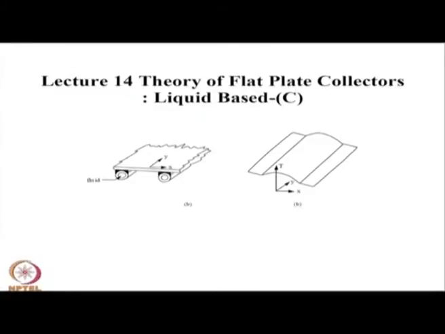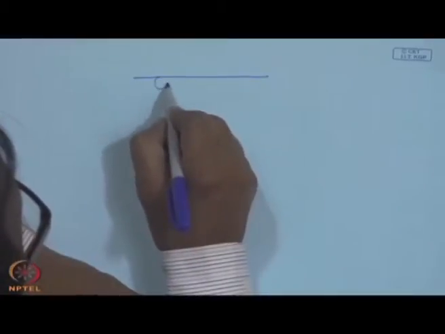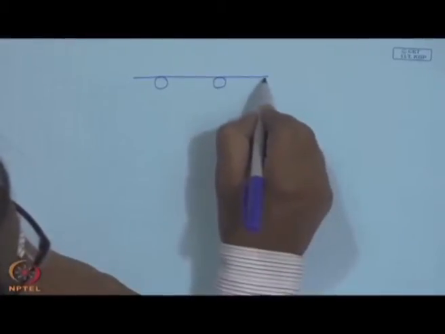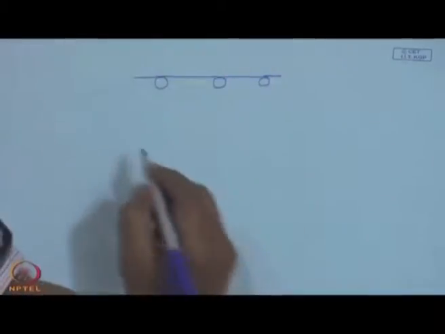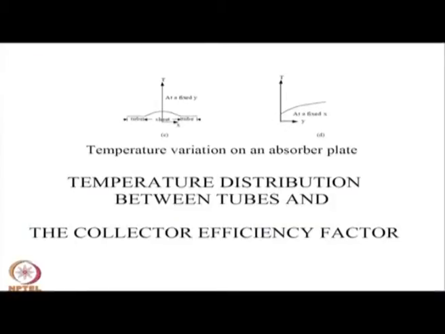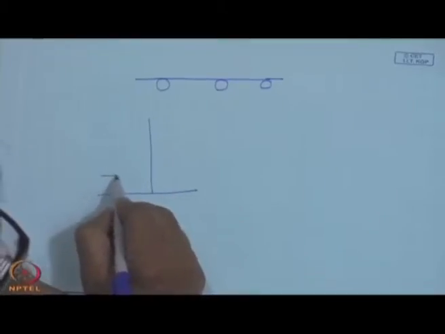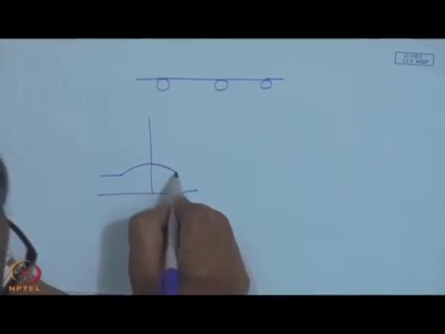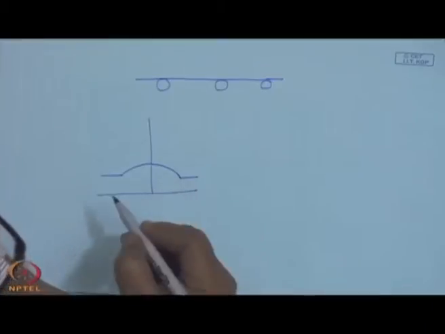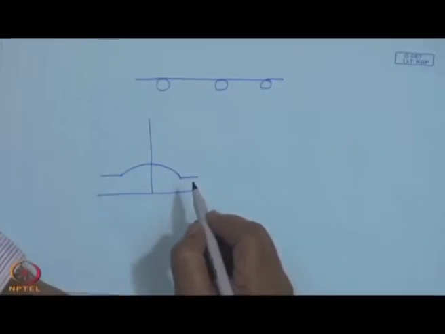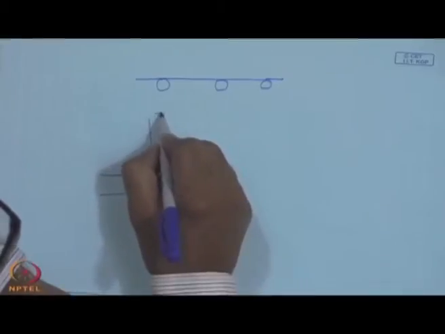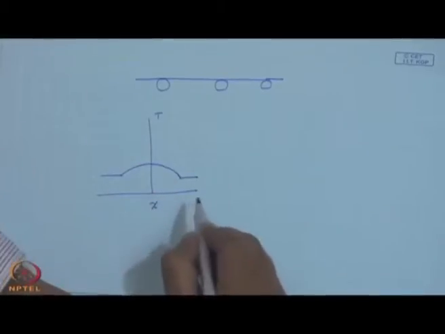So, last time we considered the theory of flat plate collectors, particularly the liquid heaters, which consist of an absorber with tubes attached at the bottom. Subsequently, we showed that the temperature distribution in the direction of x is constant over the region of the tube, with a maximum at the middle of the plate in between the two tubes. This is the temperature axis, this is the x axis.